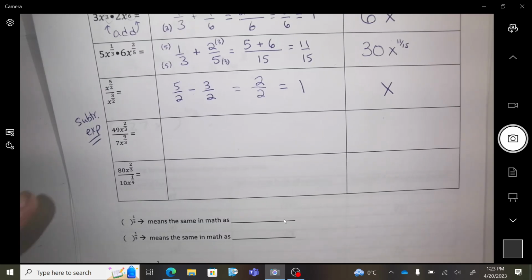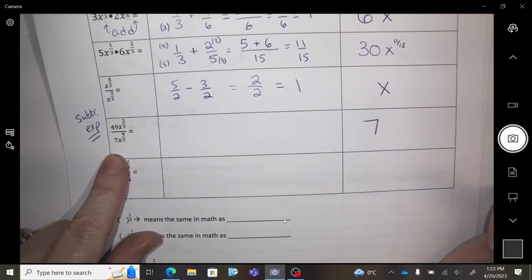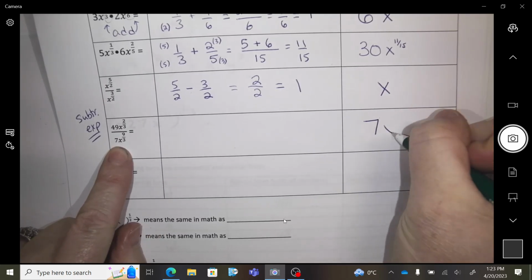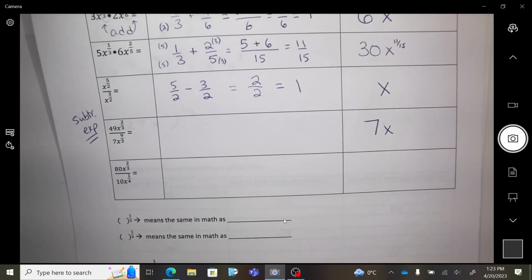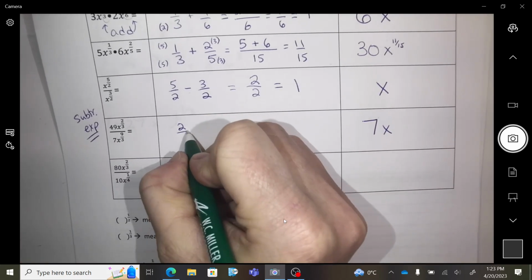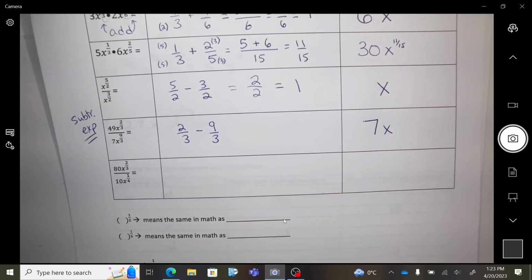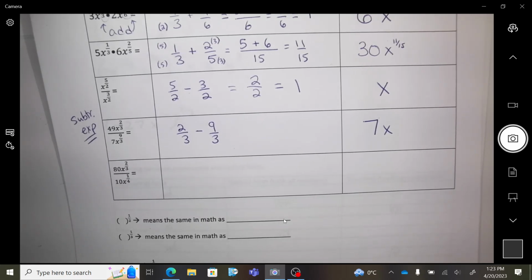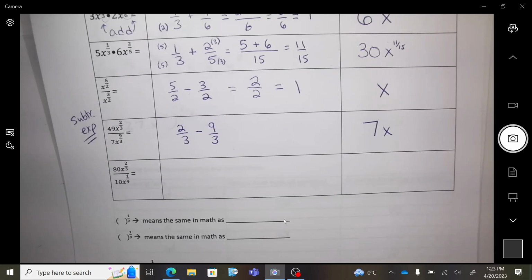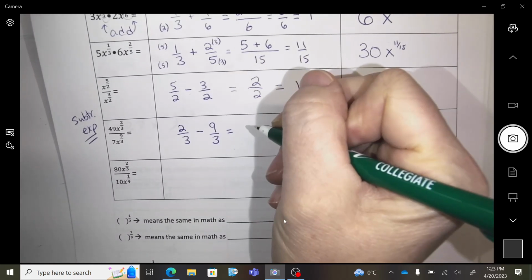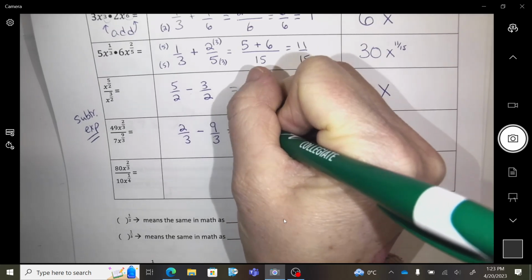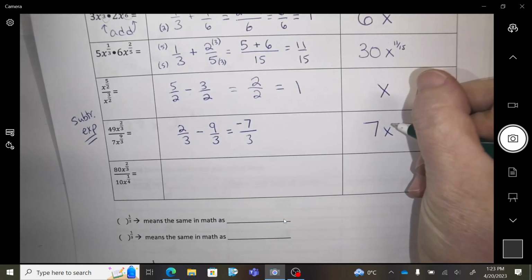Okay, next, division. So I'm going to write the coefficient 7, and I'm going to write x. And then I'm going to subtract. So 2/3 subtract 9/3. Okay, they're over the same bottom. So -7/3.